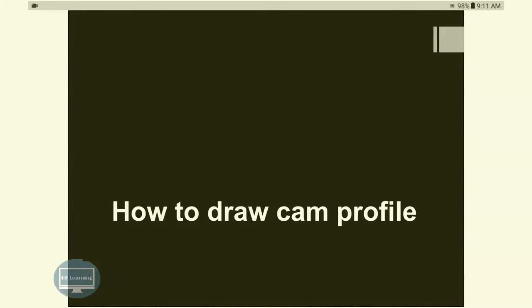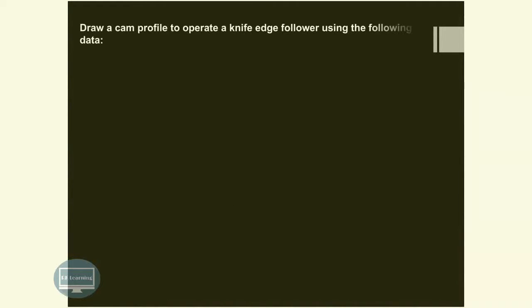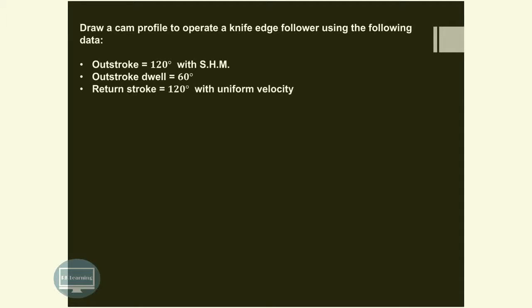So in this video, we'll try to understand how to draw a cam profile. Now in this case, we have to draw a cam profile to operate a knife edge follower using the following data. The outstroke of the follower is 120 degrees with simple harmonic motion. Then outstroke dwell is 60 degrees. Return stroke is 120 degrees with uniform velocity, and dwell for the remaining period of cam rotation.